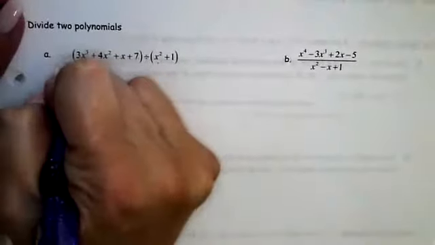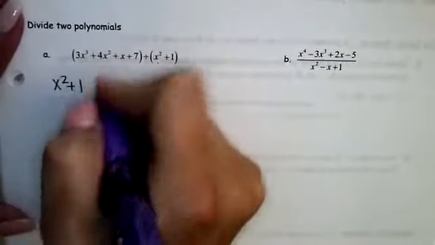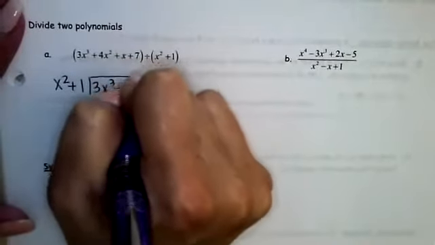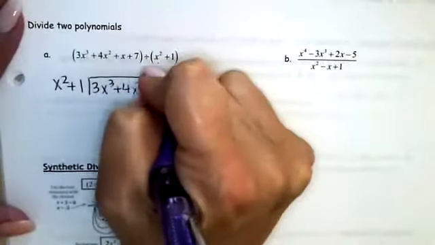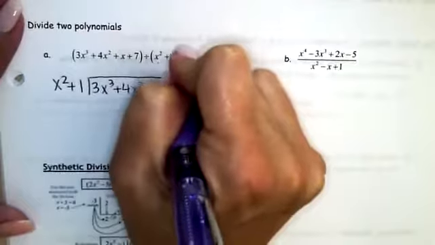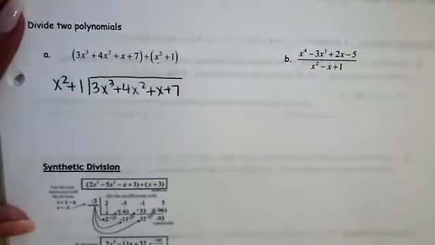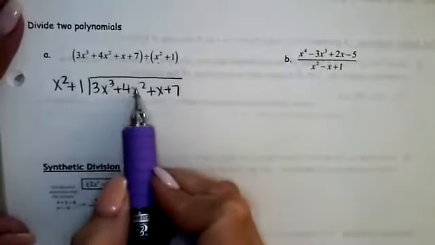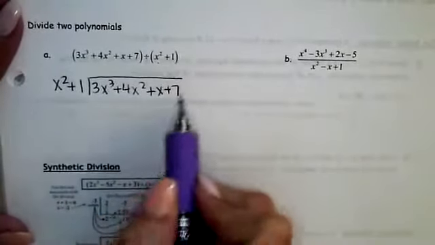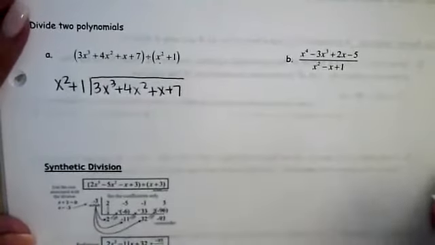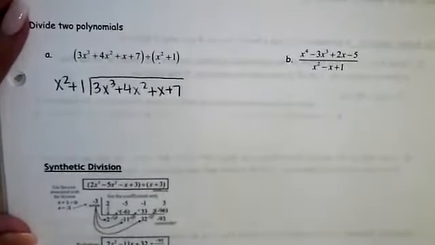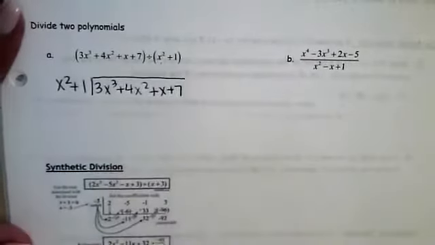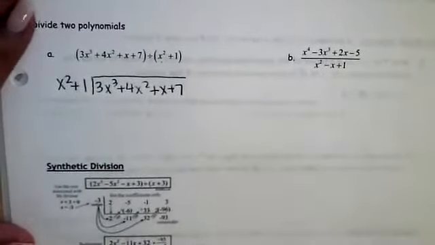So to record, we put the x squared plus 1 on the outside here, and then we put the 3x cubed plus 4x squared plus x plus 7 on the inside. You want to keep that as lined up as possible, so we've got the third degree, the second degree, and the first degree, and then no x. If there was one missing, you can put a placeholder there, so you can put 0x or 0x squared, whichever one is missing.